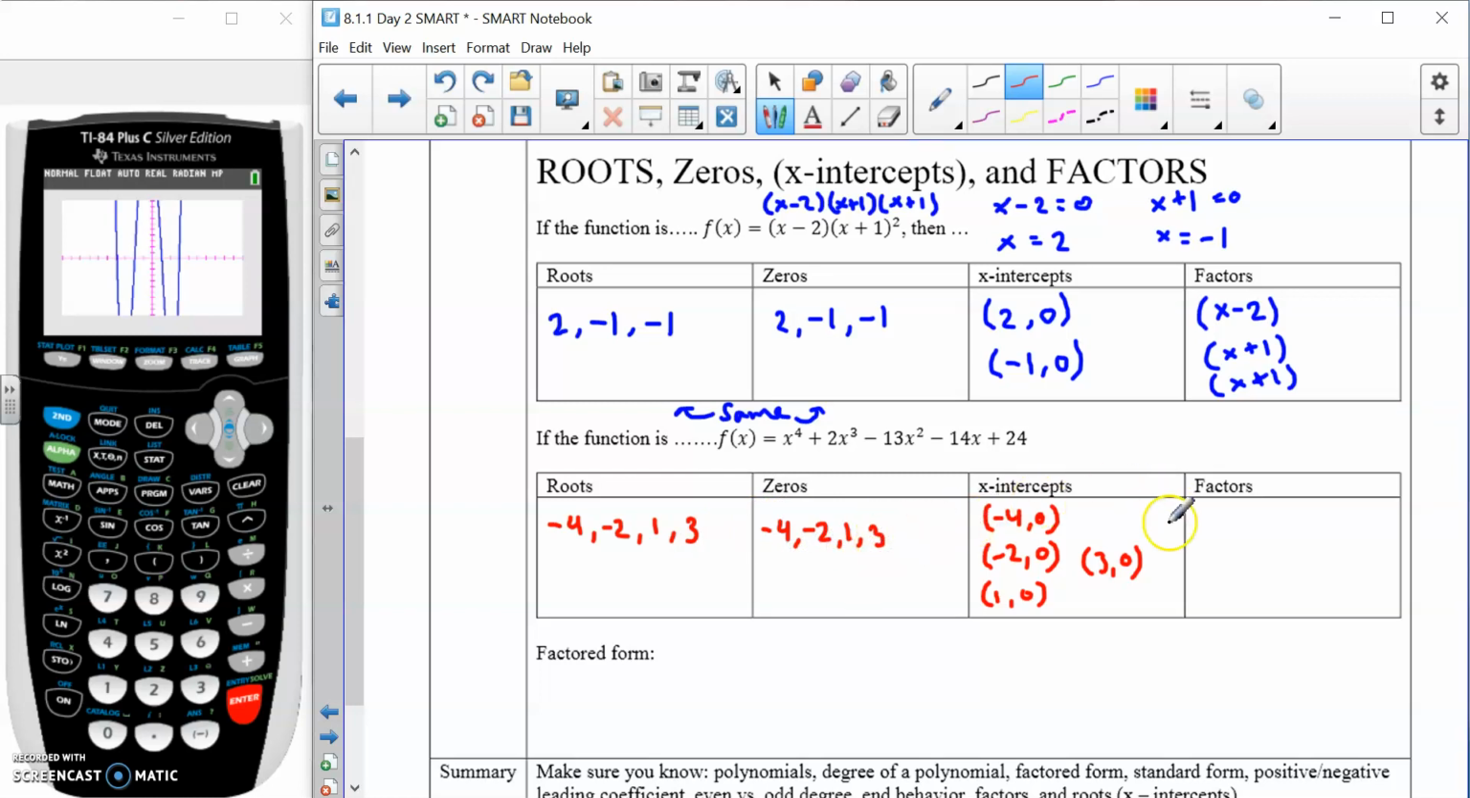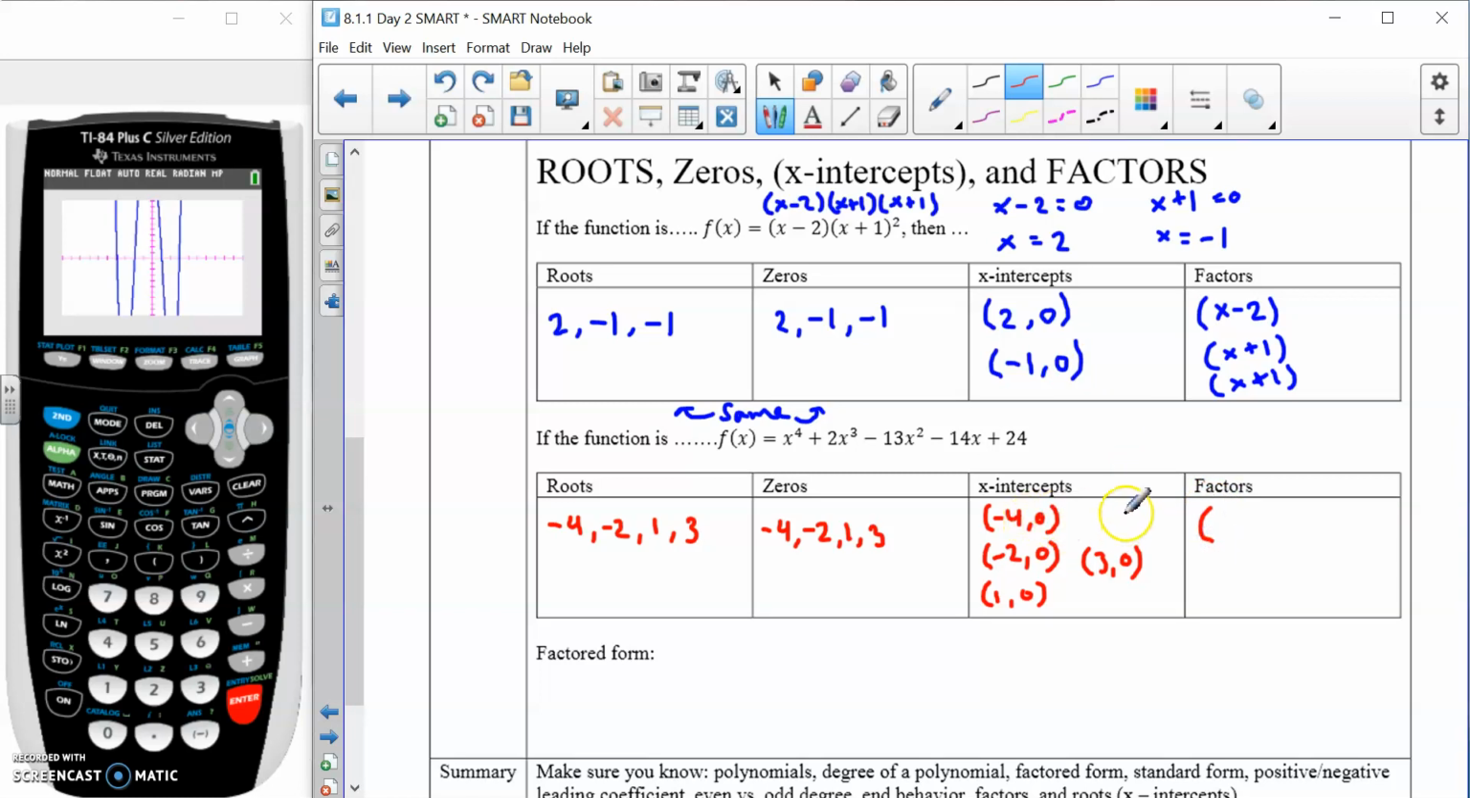Okay, nice and easy. And for factors, now notice here we really were able to just take them from the problem, but we can't do that here. However, it's important to see that the factors have the opposite signs as our actual x-intercepts, right? So our x minus 2 went with our (2, 0). X plus 1 goes with (-1, 0). So we're taking the opposite for our factors.